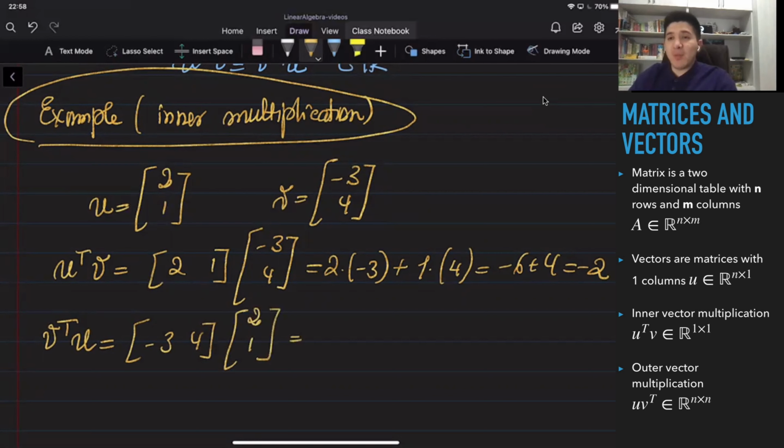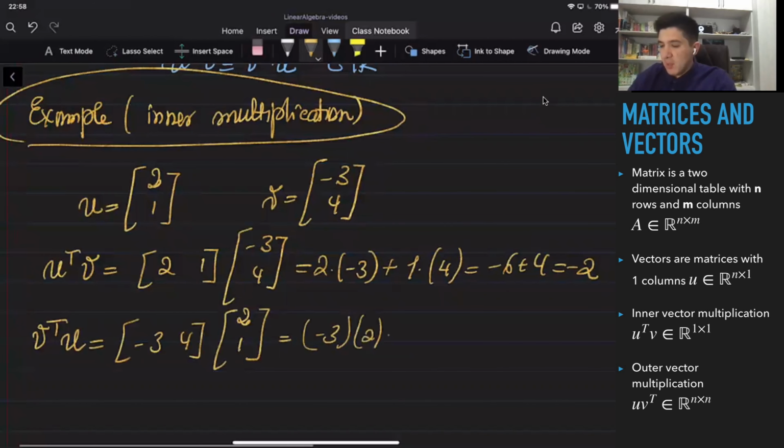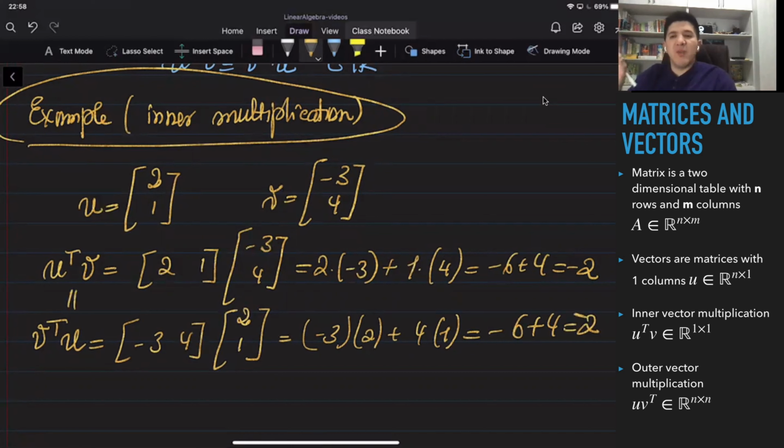In this case, again, I'm going to multiply everything component-wise. So minus 3 times 2 plus 4 times 1, which is going to be, again, minus 6 plus 4, which is equal to minus 2. So you see, it doesn't matter how you're multiplying the two vectors. U transpose v or v transpose u are going to give you essentially the same numbers.